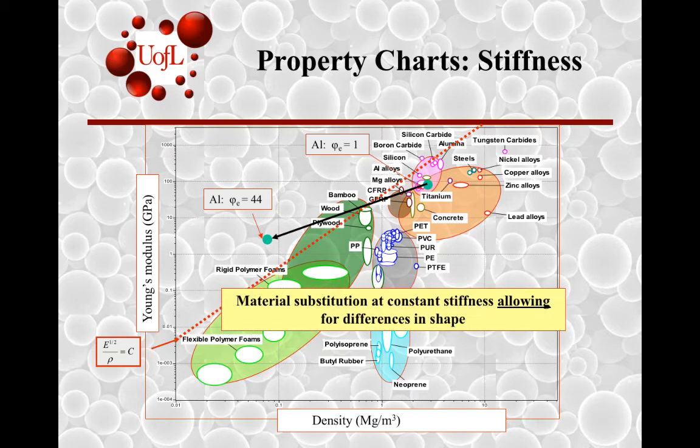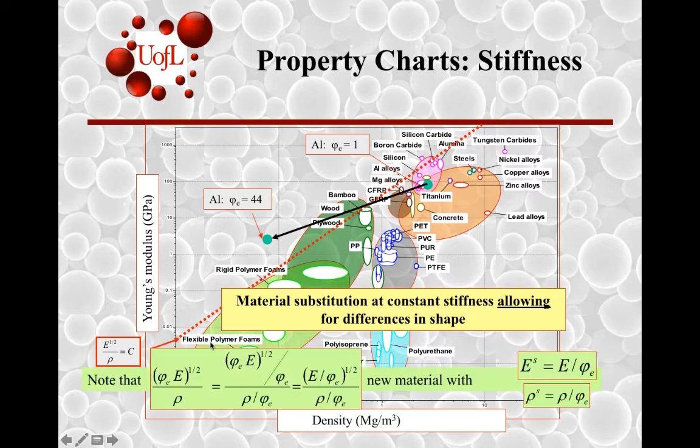So it turns out that to be able to look for options at constant stiffness, if you want to look at differences in shape, you can basically get to the point with the information that we have generated up to this point that going from shape A to shape B, you can make this material more viable to be effective in a certain design. We do that by a modified material index that takes into account the shape efficiency factor.